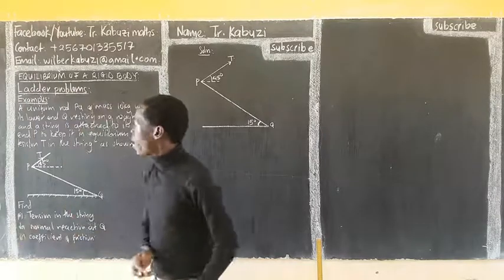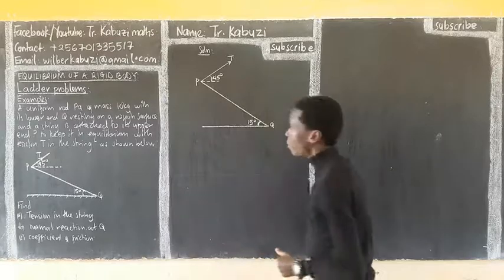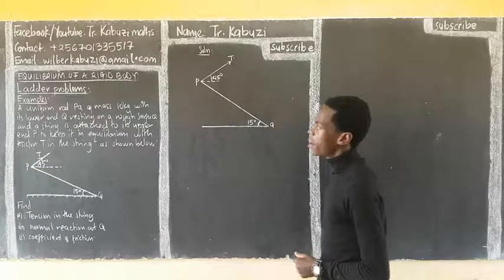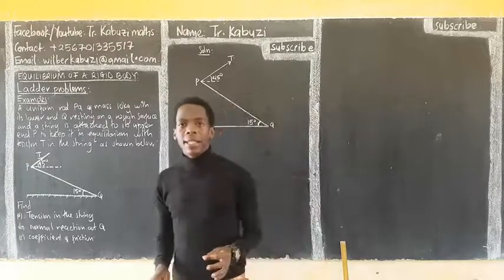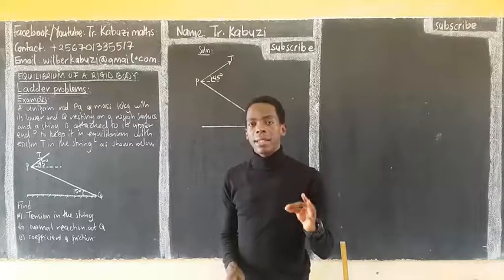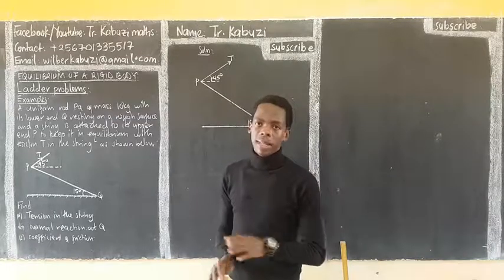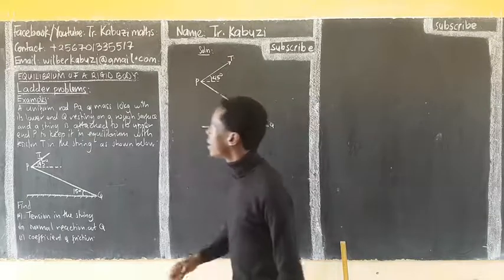Okay, so let us see how we handle this example. We are still on uniform rods. A uniform rod means all we say is that the weight is acting in the middle. That's all.